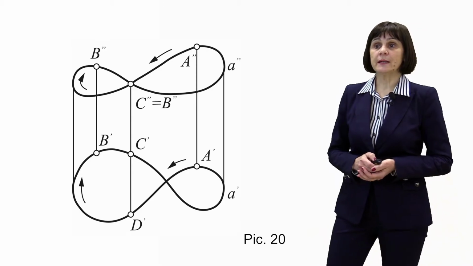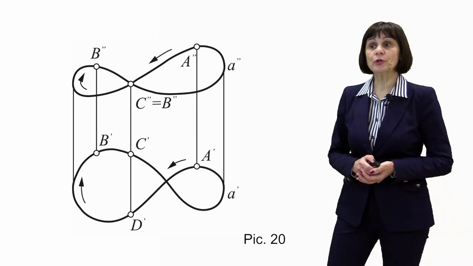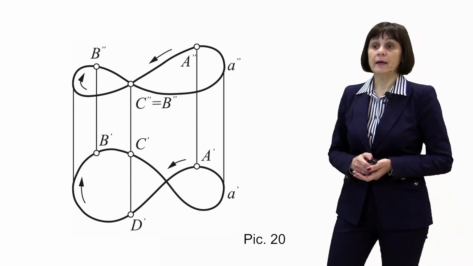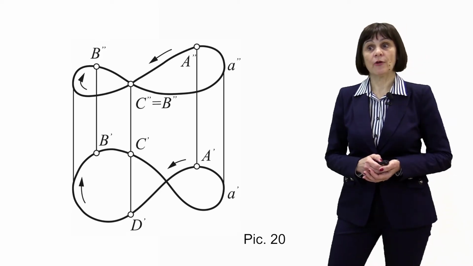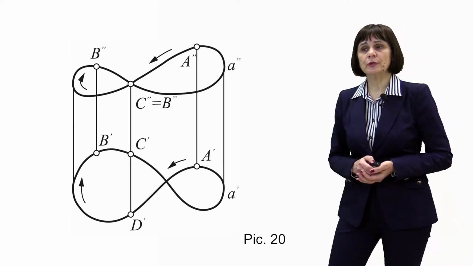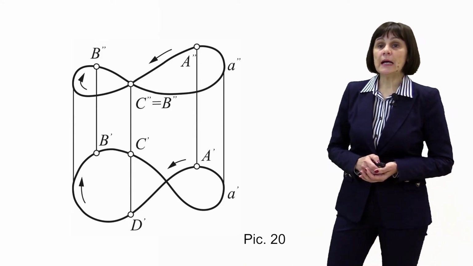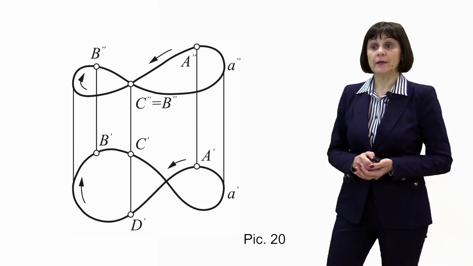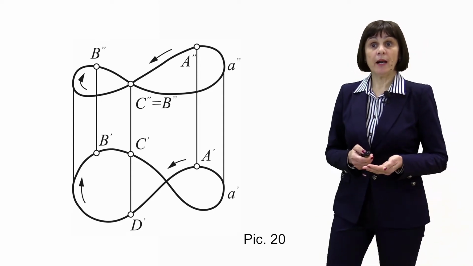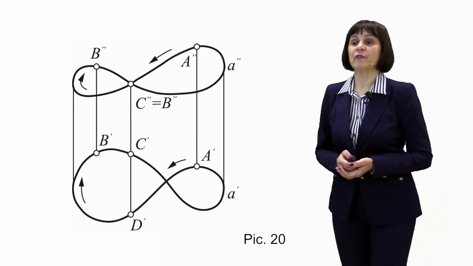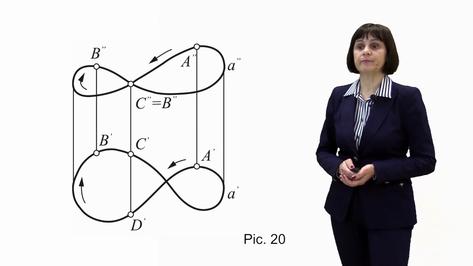Curved lines can be flat. It means that all the points belong to the same plane. And curved lines can be spatial ones. Those points do not belong to the same plane. Examples of plane curves are circle, ellipse, parabola. An example of a spatial curve is a screw line.